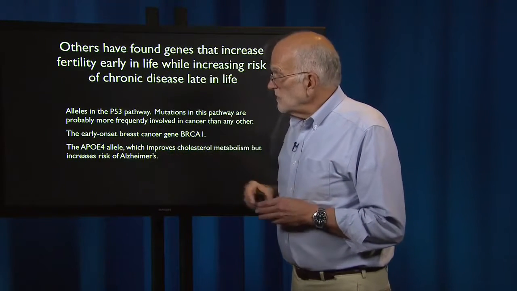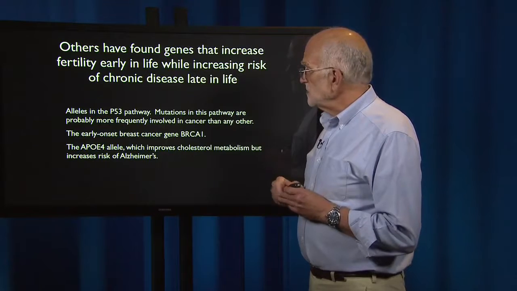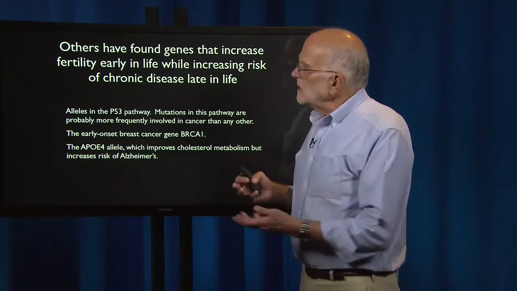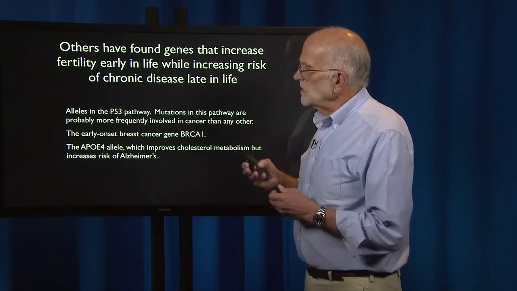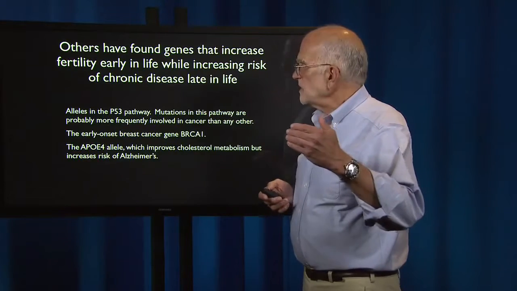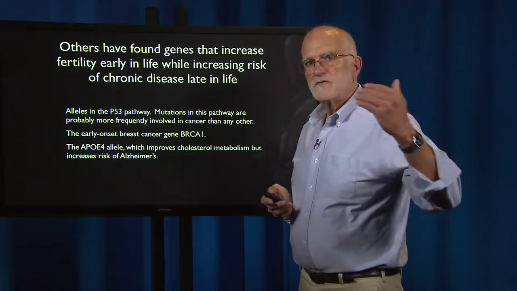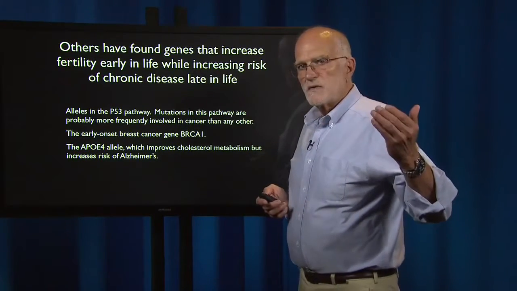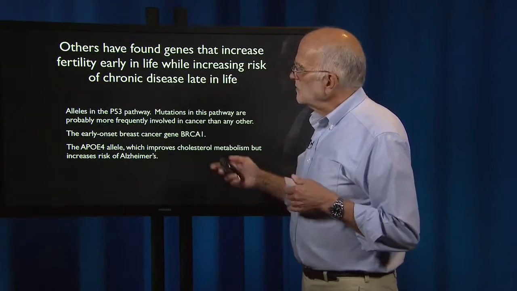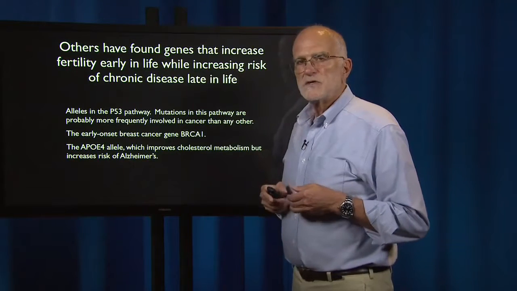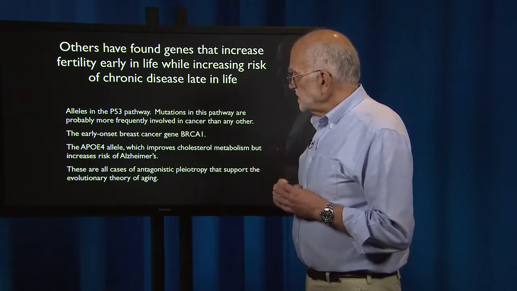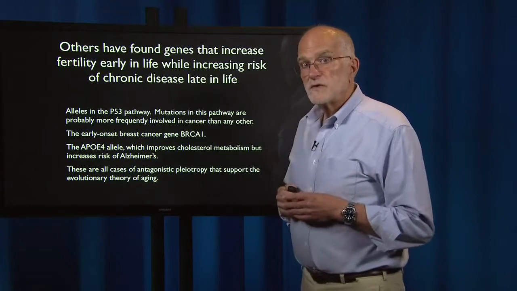The ApoE4 allele is a gene that improves cholesterol metabolism, but it increases risk of Alzheimer's. So you can see that these are all places where a gene is conferring enhanced reproductive advantage or enhanced survival advantage earlier in life, but is also a gene that confers greater risk for either cancer or a neurodegenerative disease late in life. These are cases of antagonistic pleiotropy that support the evolutionary theory of aging.